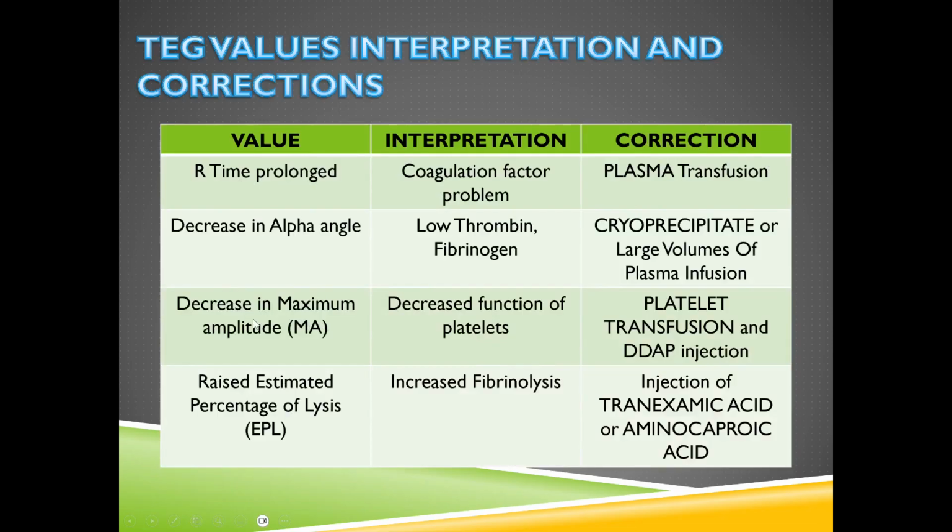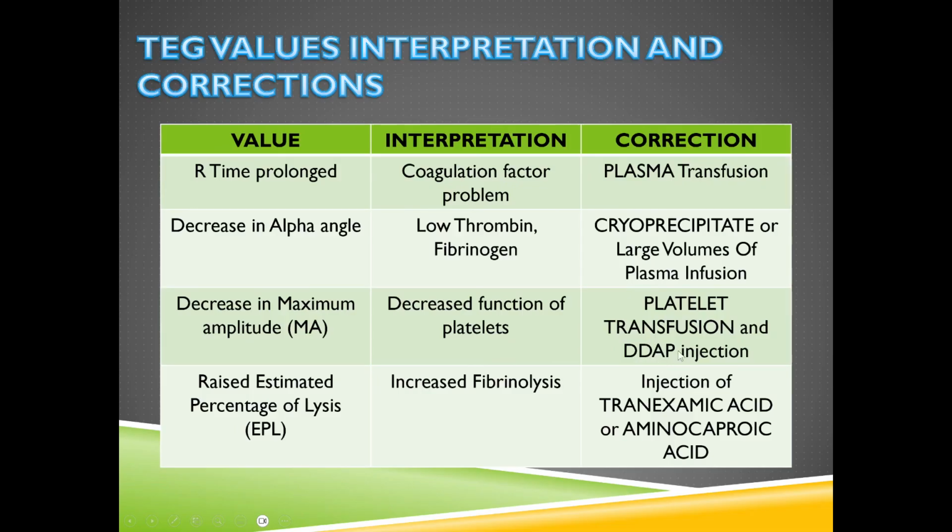If the alpha angle, which shows the decrease in the thrombin level and fibrinogen in the clot formation, then we have to give cryoprecipitate or large volumes of plasma infusion. If the maximum amplitude is not achieved, if the clot is very thin, then it indicates the platelets. So we have to give platelet transfusion, or you can give DDAVP injections, desmopressin, which will activate the platelet efficiency.